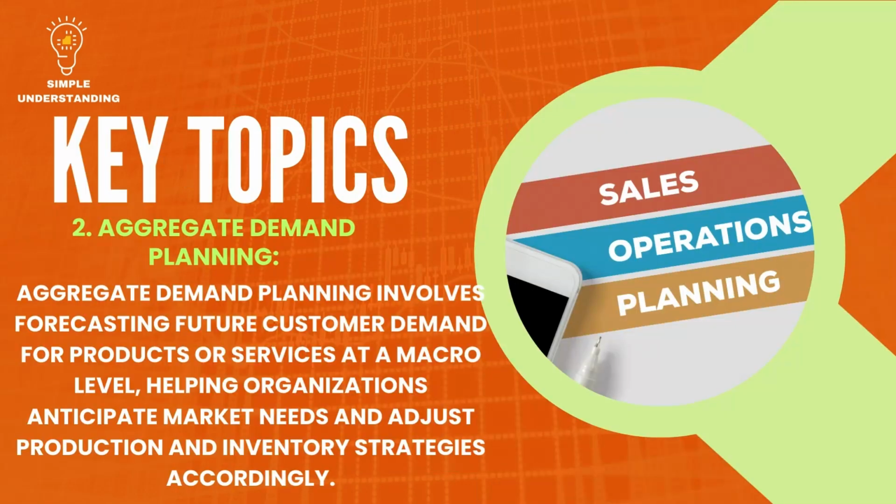demand. Aggregate demand planning. Aggregate demand planning involves forecasting future customer demand for products or services at a macro level, helping organizations anticipate market needs and adjust production and inventory strategies accordingly.